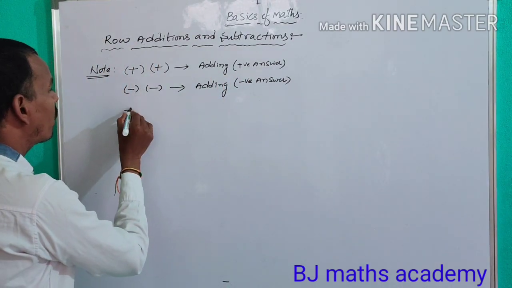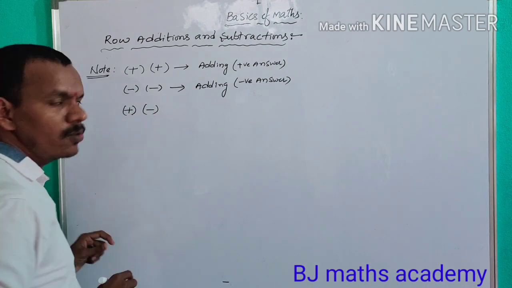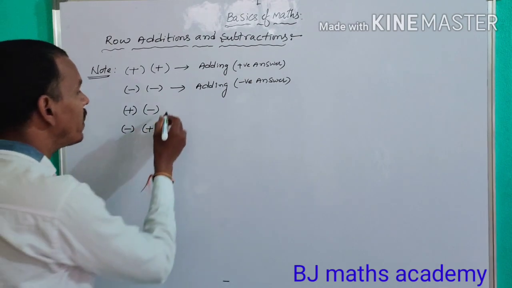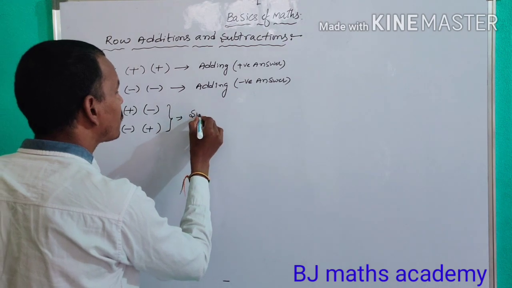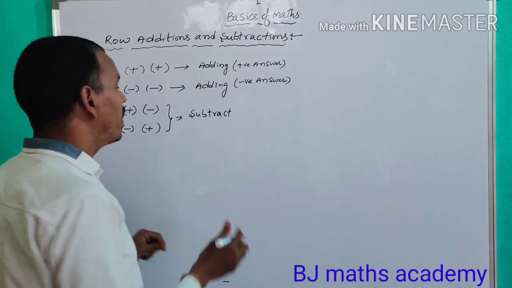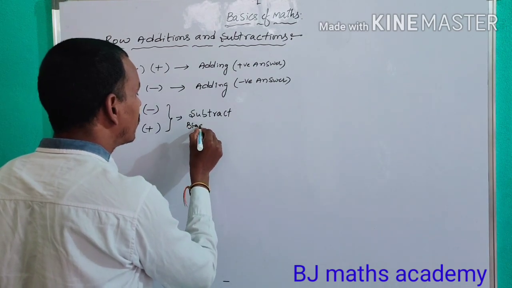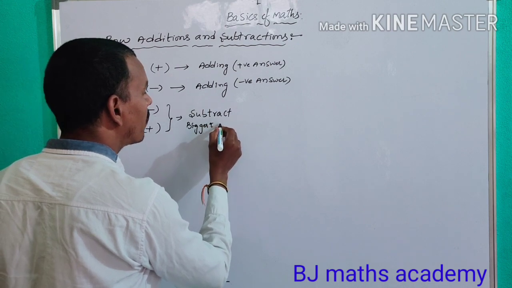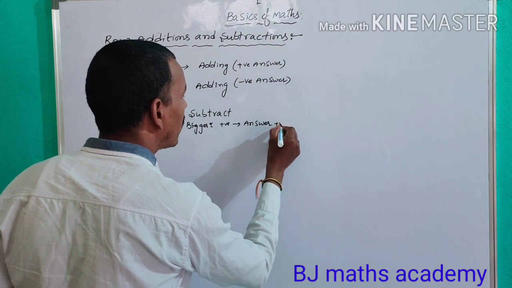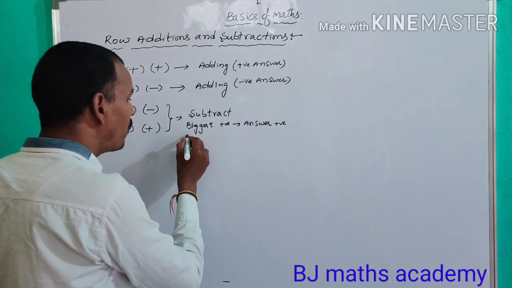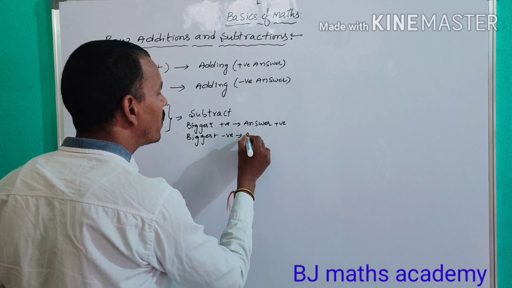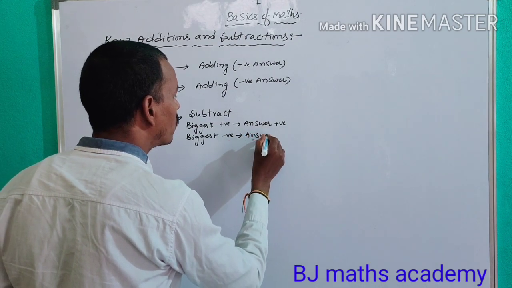Next, if one is positive and one is negative, or one is negative and one is positive, we subtract. But how is the answer decided? The answer depends on the biggest number. If the biggest number is positive, the answer becomes positive. If the biggest number is negative, the answer becomes negative.